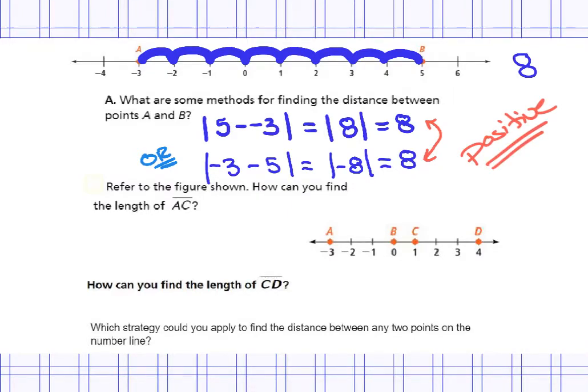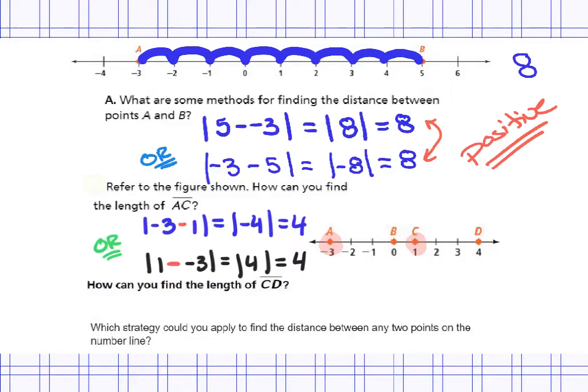Refer to the figure below. What is the length of AC? Now remember, it doesn't matter if you choose to use the A first as your value or the C first as your value. So you could start with -3 or 1. Because we're subtracting them and then taking the absolute value, we will always obtain a positive result.